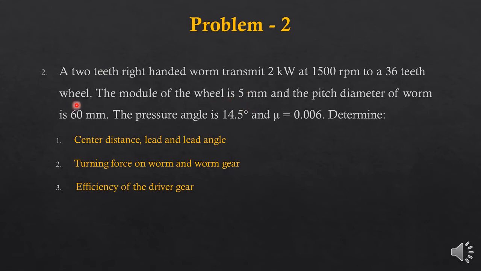The pitch diameter of the worm is 60 mm. This will be D1. The pressure angle alpha is 14.5. Coefficient of friction is 0.006. And they have asked us to determine center distance, lead and lead angle, turning forces, and efficiency. Right. So let's look into the solution from the next slide onwards.